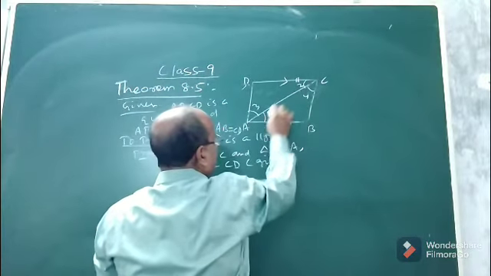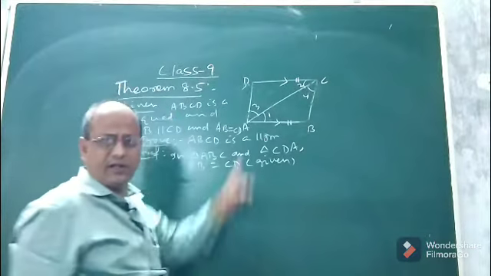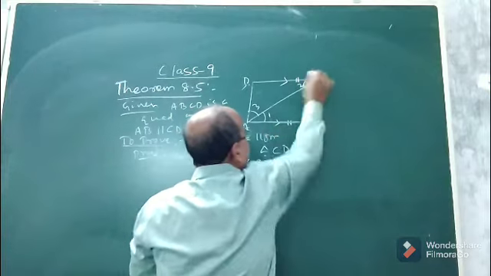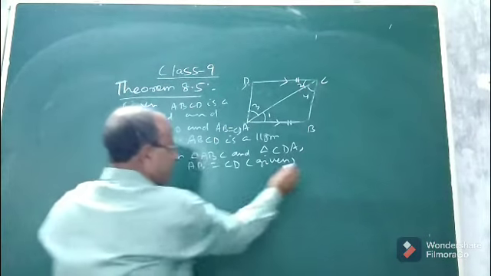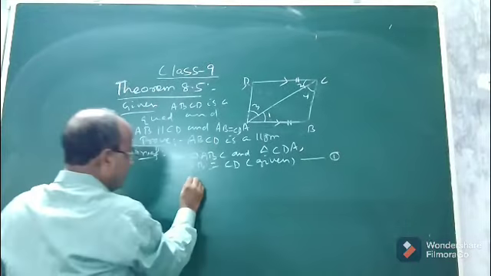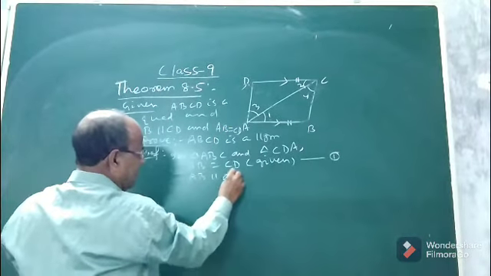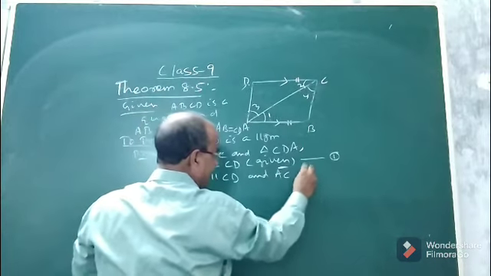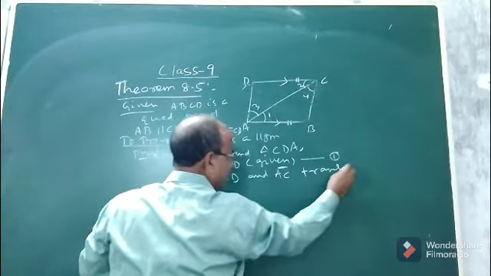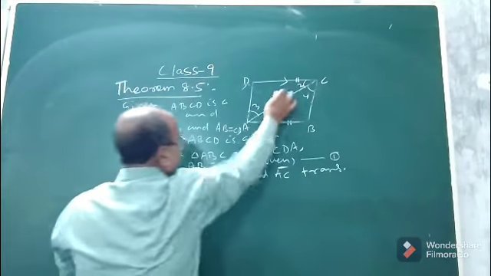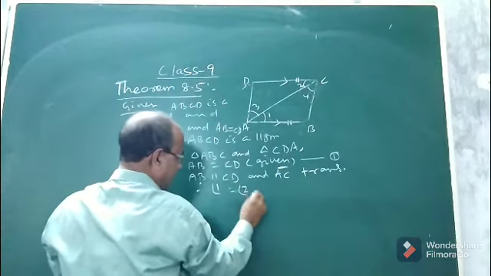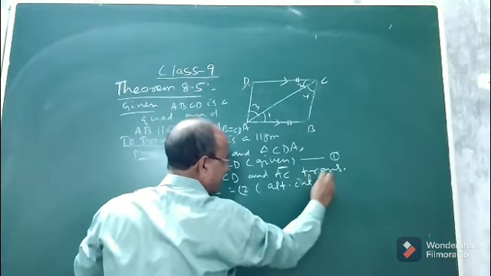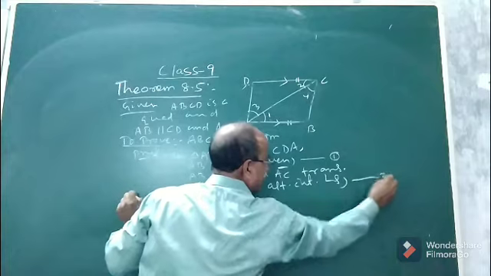What about angle 1 and 2? See children, angle 1 and 2 will also be equal. Why? Because we are given AB parallel to CD and AC is the transversal. Suppose this is condition 1. AB parallel to CD given, and AC is the transversal line. Therefore, no doubt angle 1 and 2 are equal. Why? Because they form a pair of alternate interior angles. This is condition number 2.